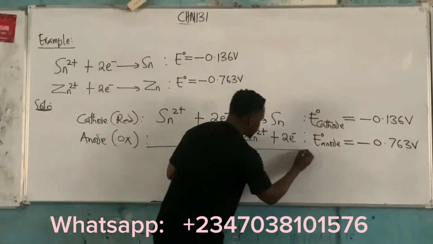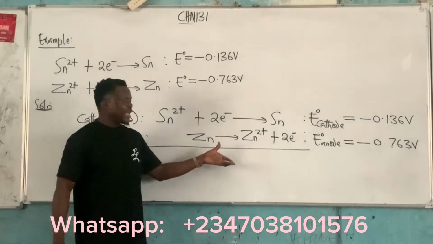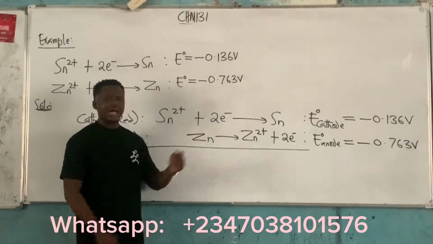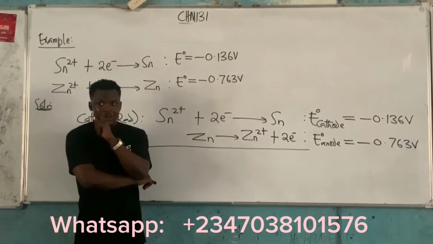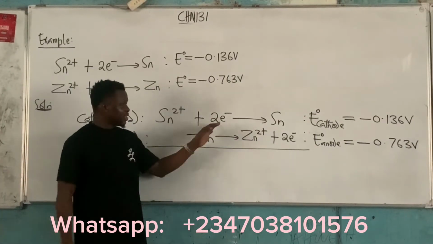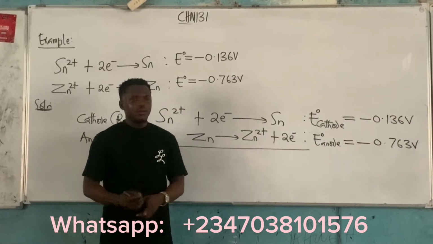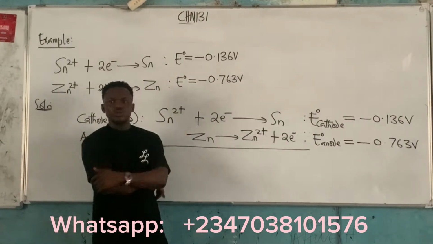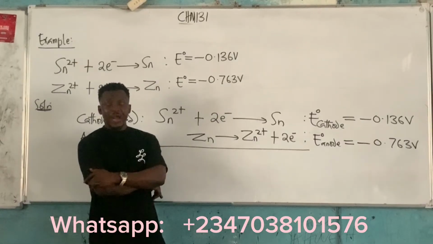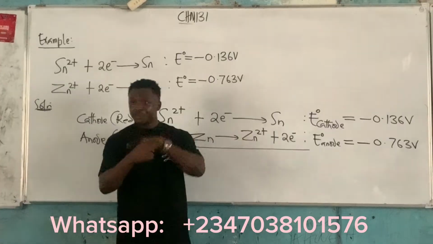So the full reaction will be, class, for us to get the overall reaction, we have to cancel out the electrons. And for us to cancel out the electrons, they must be the same. This is 2, and this is what? 2. Can it go? Yes. But what if it was not 2? I already told us what to do, right? Yes. If this one is 2 and this one is 3, do inverse multiplication.